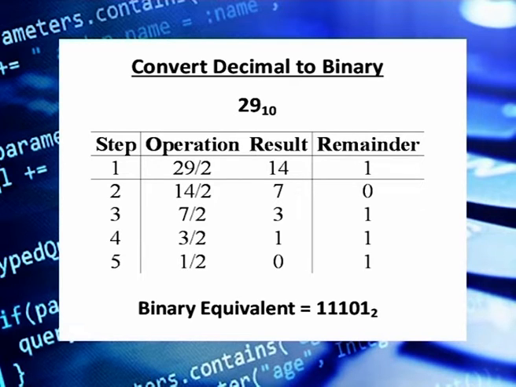Again, 7 is divided by 2 to get 3 as a result and 1 as remainder. Then 3 is divided by 2 to get 1 as a result and 1 as a remainder. At last, we divide 1 by 2 to get 0 as a result and 1 as remainder. So, once we get 0 as a result, we stop there. Scanning the remainder values from bottom to top, we get the binary number.